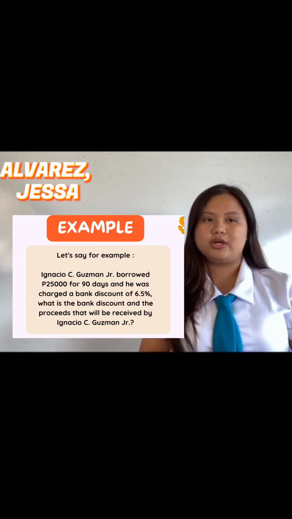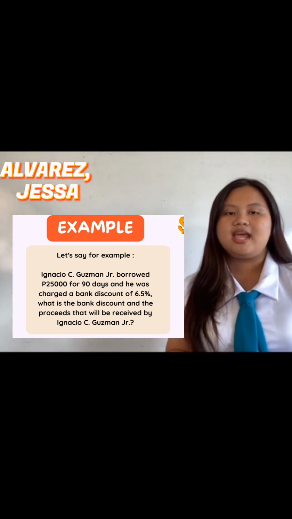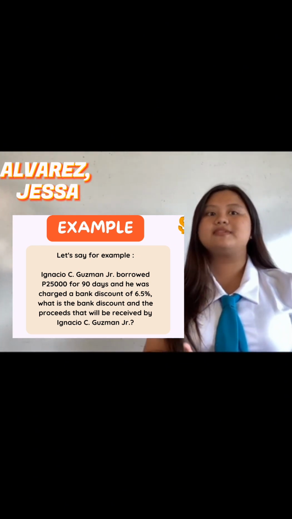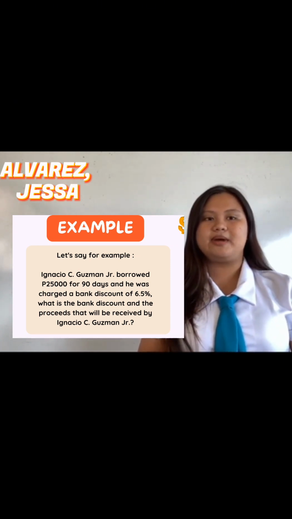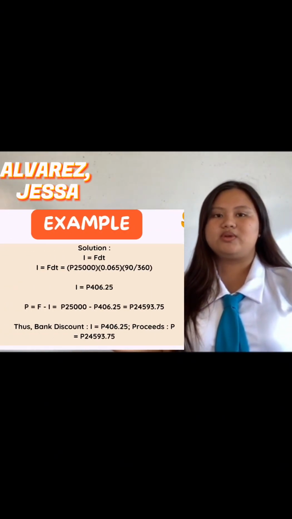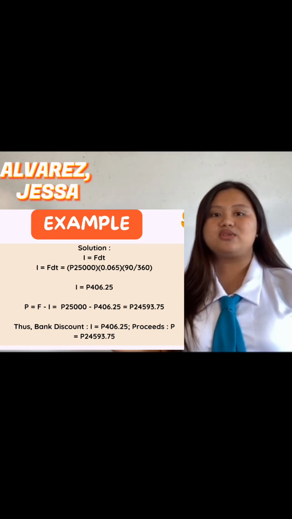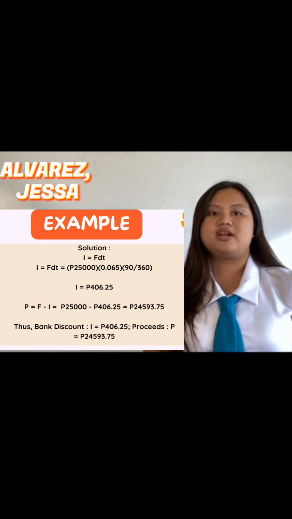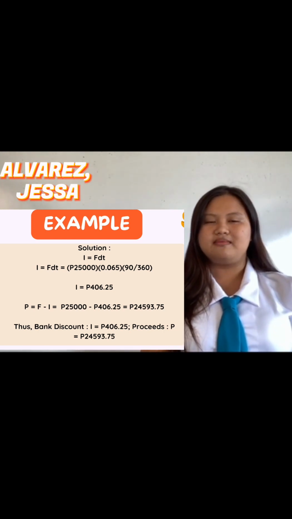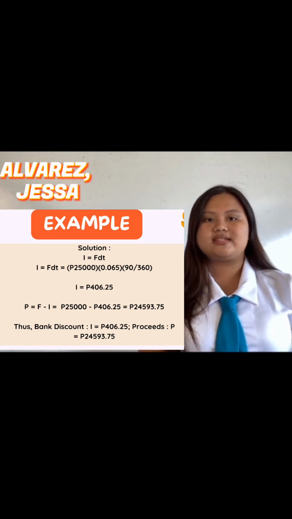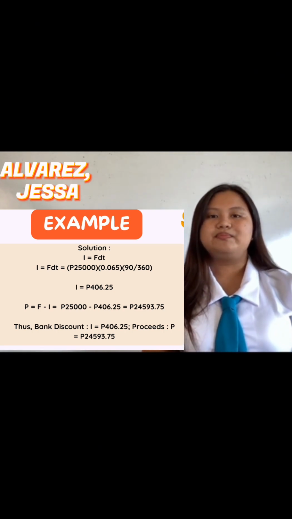Ignacio C. Guzman Jr. borrowed 25,000 for 90 days, and he was charged a bank discount of 6.5%. So what is the bank discount and the proceeds that will be received by Ignacio Guzman? So I have here the formula: I = FDT. So 25,000 is multiplied by 0.065, which is the rate, and the result would be 1,625. And 90 over 360 would be 0.25. So 1,625 is multiplied again by 0.25. So the answer is 406.25.